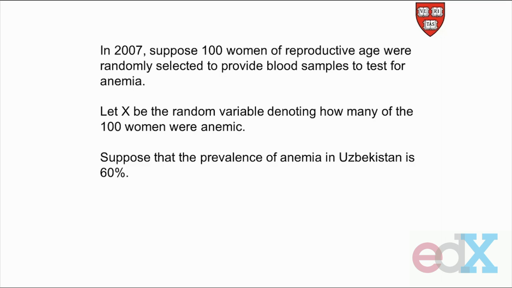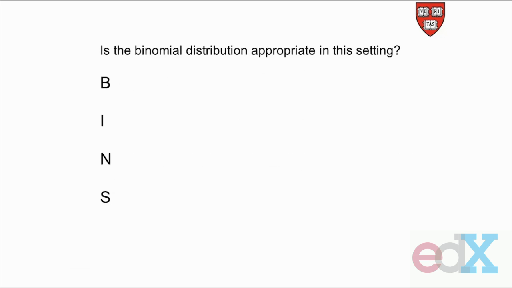We're in the setting where, in 2007, suppose we've collected a sample of 100 women of reproductive age randomly from the population in Uzbekistan, and we test those 100 women to see if they have anemia. We're going to define the random variable x, denoting how many of the 100 women were anemic. Now suppose that the prevalence of anemia in Uzbekistan is 60%. Consequently, since we've taken a random sample, the prevalence in our sample of 100 women should be 60%. The first question we want to ask is, can we model the random variable x using the binomial distribution?